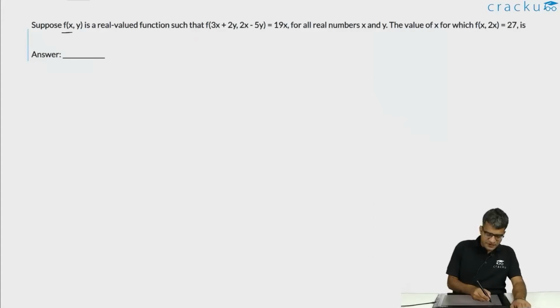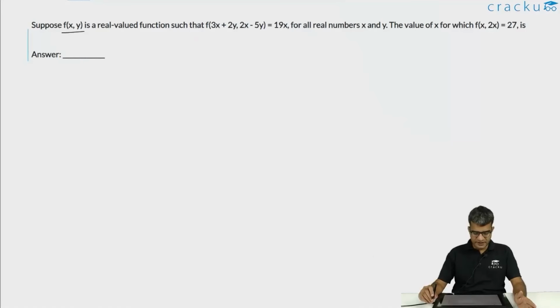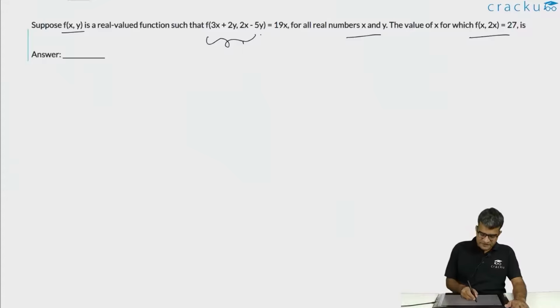In this question, we are told that there is a function f of x comma y, which is a real valued function such that f of 3x plus 2y comma 2x minus 5y is equal to 19x for all real numbers x and y. We are required to calculate the value of x for which f of x comma 2x is equal to 27. If you are looking at the function that is given to us, this has two variables, f of 3x plus 2y comma 2x minus 5y is equal to 19x.